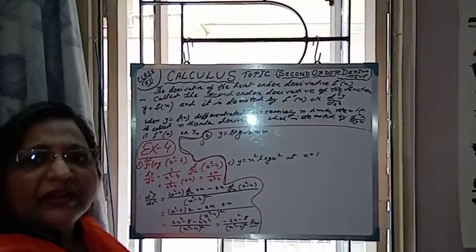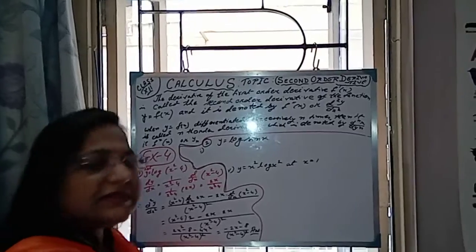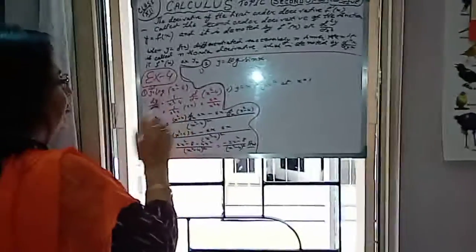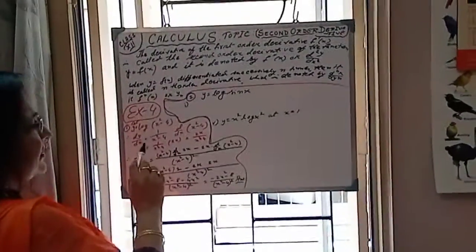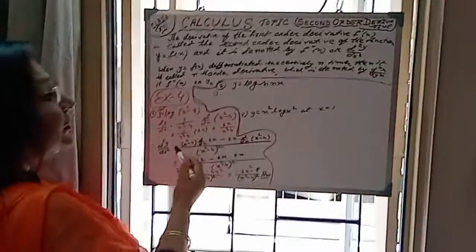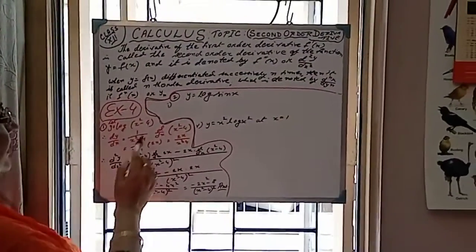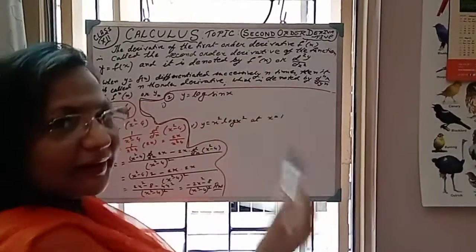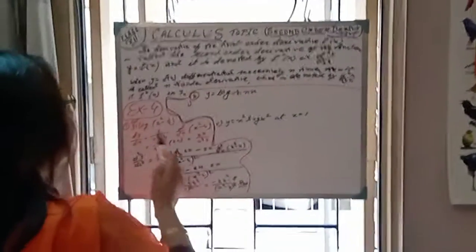Okay, let's start with the exercise. Exercise 4. Let y equals log(x square minus 4). These are 2 marks questions. dy/dx we have to find at first, and then we will find out d2y/dx2. At first we have to find f dash x, then we will find out f double dash x. So let us find dy/dx.